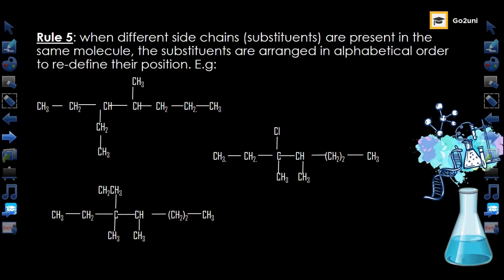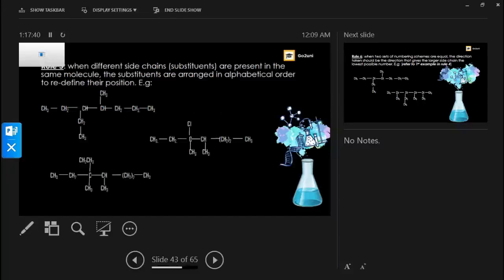Now, this is a case where we are going to have different side chains that are not of the same species. But in rule 4, we saw that we may have the same side chains. And when we have the same side chain in a given molecule, we are going to give such names as di, tri, tetra to such side chain as it is being attached to the hydrocarbon chain. So in this case, we are having different side chains. So let us get to see how to name that compound.